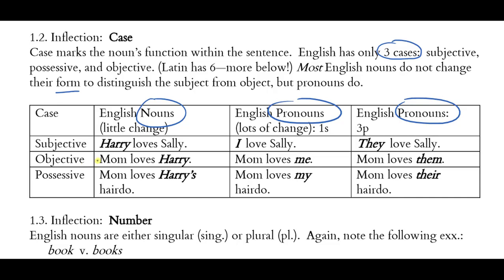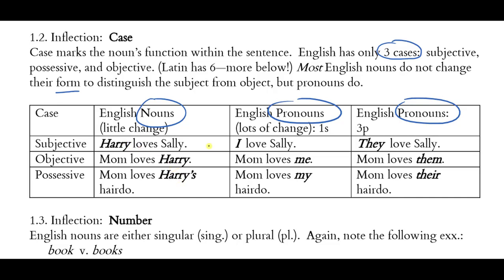In objective case, we would use that for when the noun's the object of a verb. So Mom loves Harry. Notice that the form of Harry hasn't changed. And then for possessive case, we have Mom loves Harry's hairdo. So here, Harry is the possessive noun. It has the apostrophe S. There is your inflectional form. But aside from that, really not much change goes on.